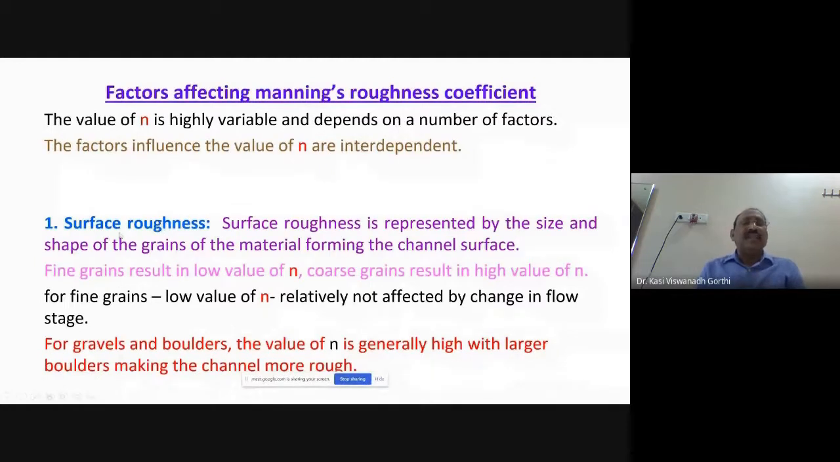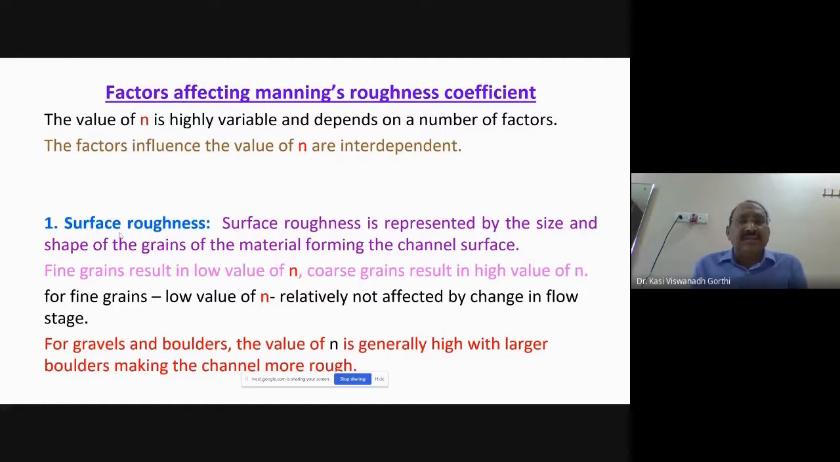Number 1, surface roughness. Surface roughness is represented by the size and shape of the grains of the material forming the channel surface. If you take an open channel, the channel may be composed of several soil grains, sand particles, soil particles. So the size and shape of these grains which are forming this channel surface is the surface roughness.